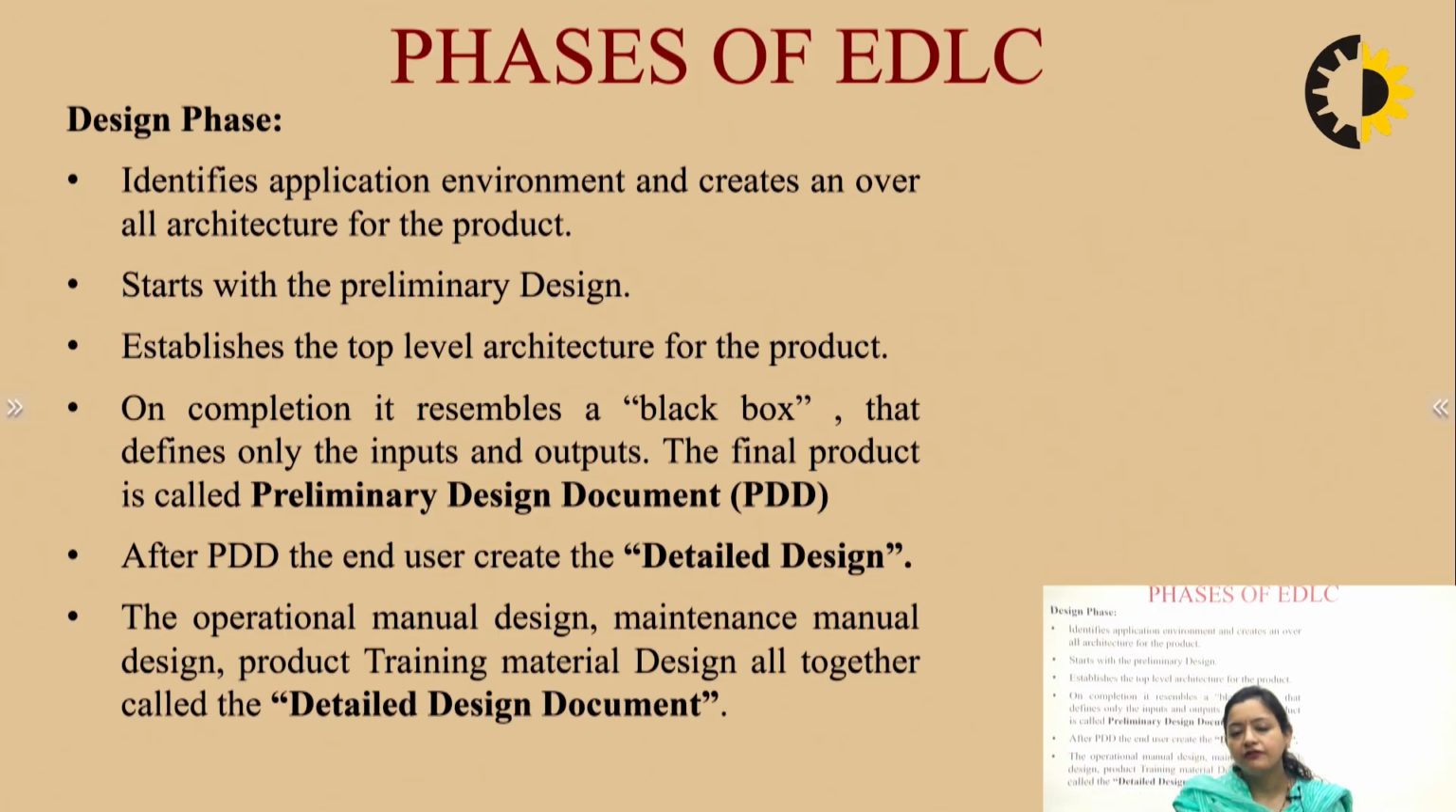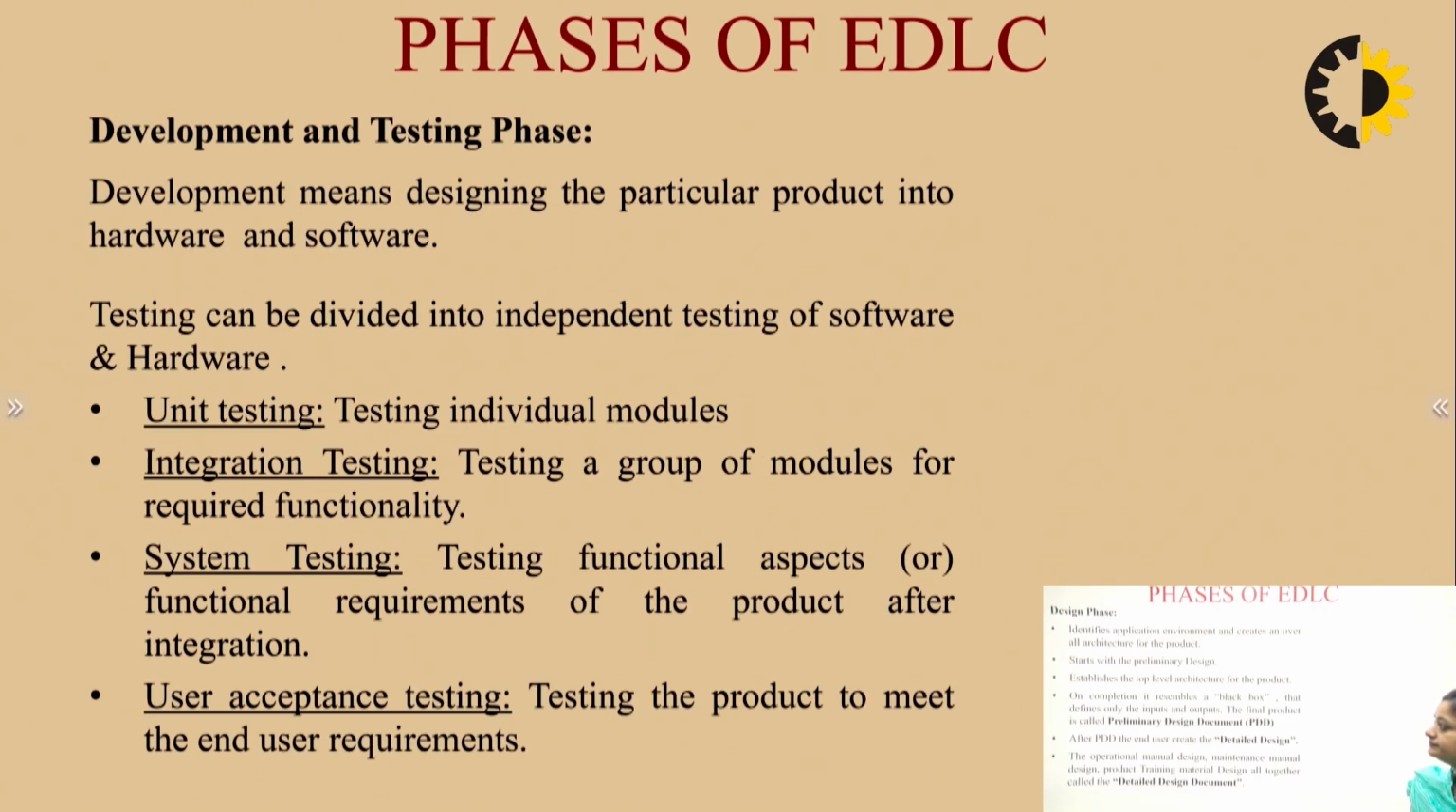So this is called the first prototype or the preliminary design. The final product is called PDD, that is preliminary design document. After PDD, the end user creates the detailed design. Once the preliminary design is decided, the inputs and outputs are decided, then you move to the detailed design. The detailed design will have some more operational manual design, maintenance manual design, product training material design, and all together they club and form the detailed design document, DDD, after PDD.